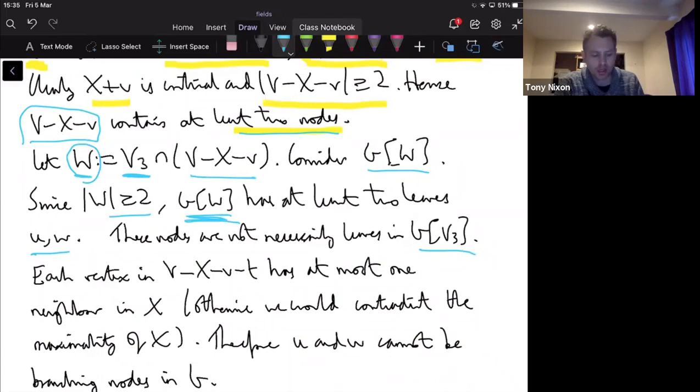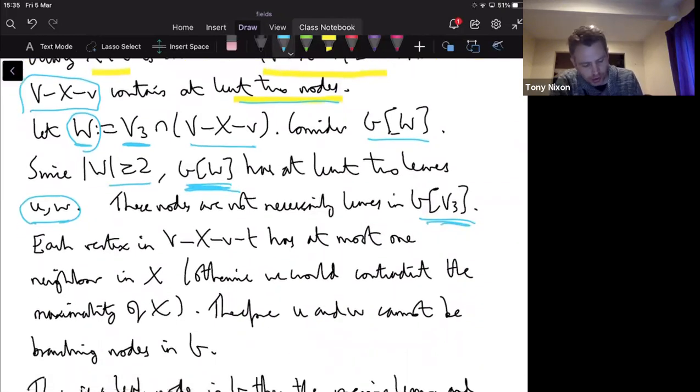So it might be that the leaf we find in GW is a leaf in the whole graph, and we could apply that part, or it might be that it has a neighbor in the critical set X, and hence it goes up to being a series node when you move from GW to GV3. Okay, but anyway, we'll see that in a second.